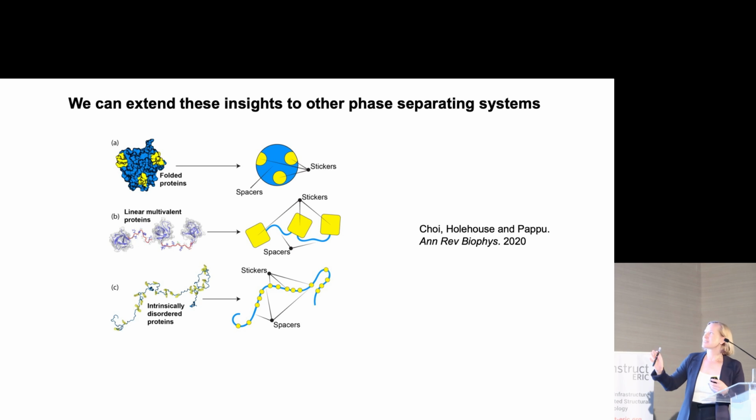So we can extend this framework, the stickers and spacers framework, to other types of sequences. We used it here to understand phase behavior of intrinsically disordered proteins. We talked about these linear multivalent proteins, where basically the whole domains are the stickers or the binding sites. But some folded proteins can also undergo phase separation, and they have some associative patches on their surface. So what does that all mean, and what kind of properties are the result of this kind of phase behavior?